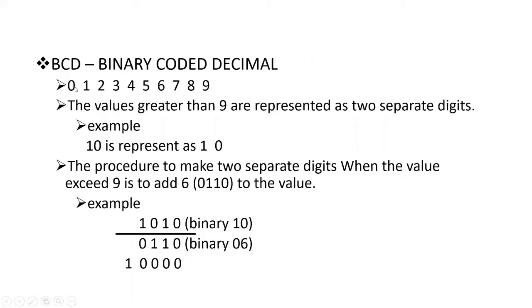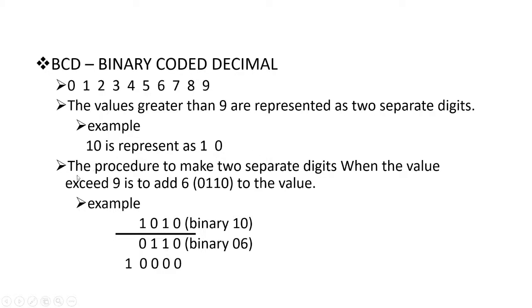So it's the concept. BCD, which is binary coded decimal, is from 0 to 9. When the values are greater than 9, they are represented as two separate digits. For example, 10 is not represented as 10, it is represented as two different digits, 1 and 0. Another example, 12 is not represented as 12, it is represented as 1 and 2.